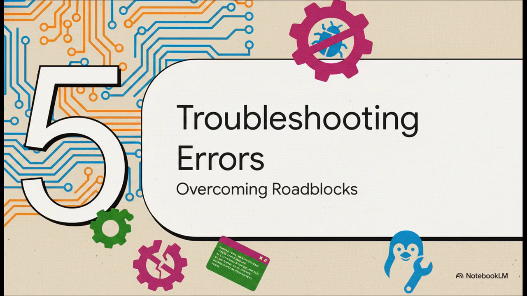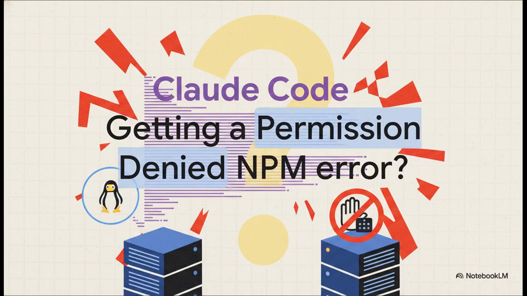All right, Section 5, Troubleshooting Errors. Let's overcome some roadblocks. Okay, we've all been there. Have you ever tried an npm global install and immediately been hit with that giant wall of red text screaming permission denied? The source material highlights this as a highly common roadblock, specifically on Ubuntu and AWS EC2 instances when you're trying to install the Claude package globally.